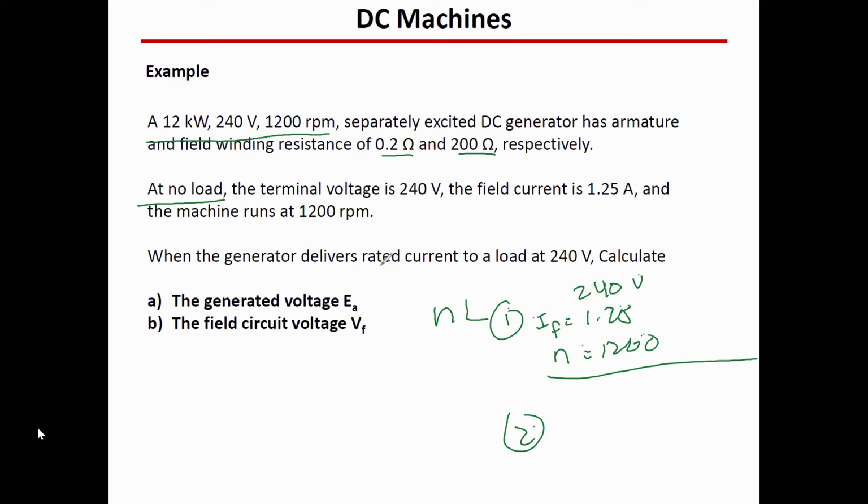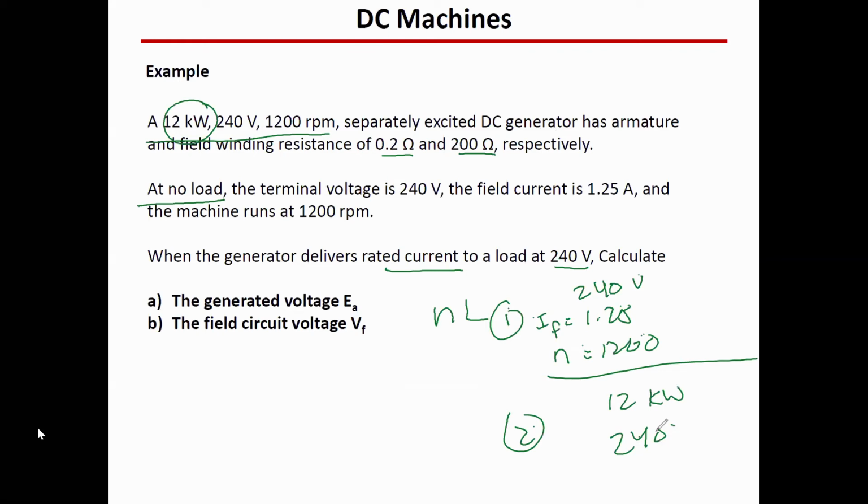When the generator delivers rated current to a load at 240. So what do we mean by rated current? We're talking about 12 kilowatt, which is rated power, rated current, same thing. And the voltage 240. Find EA and field. So you are required to find EA in this case. They didn't specify shunt or compound or anything. Separately excited, okay. Which is the same analysis as the shunt, no difference.